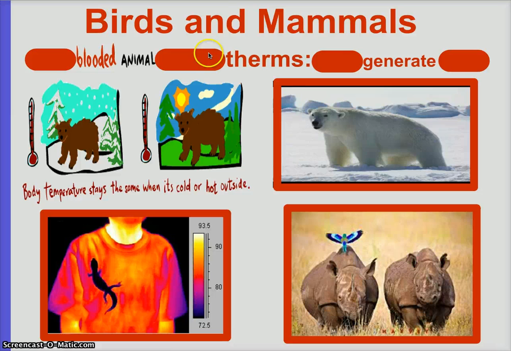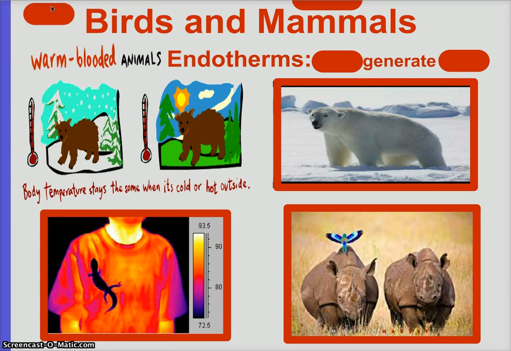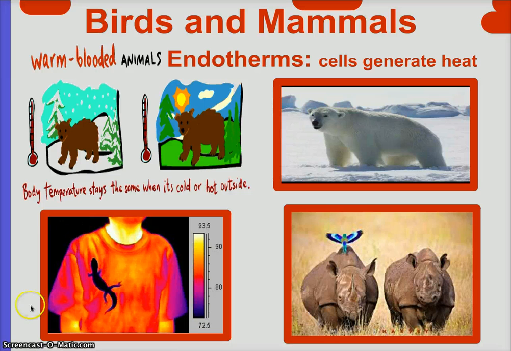So birds and mammals are endotherms, which means what? Warm-blooded. They generate what? Their own body heat through their cells. Good. I'm going to use these pictures throughout. If you notice, the lizard is an ectotherm, needs the environment to generate heat. So you see it's similar to the environment versus us. We can generate our own.